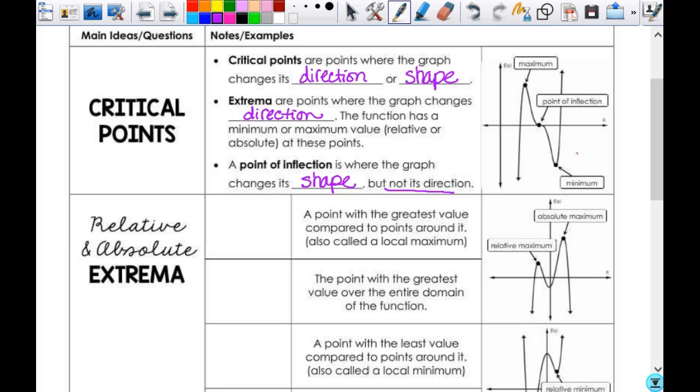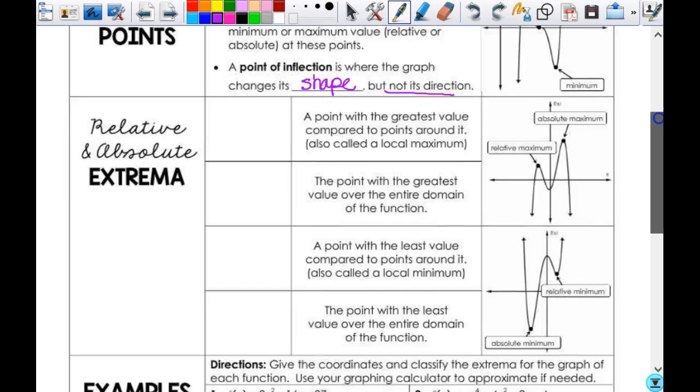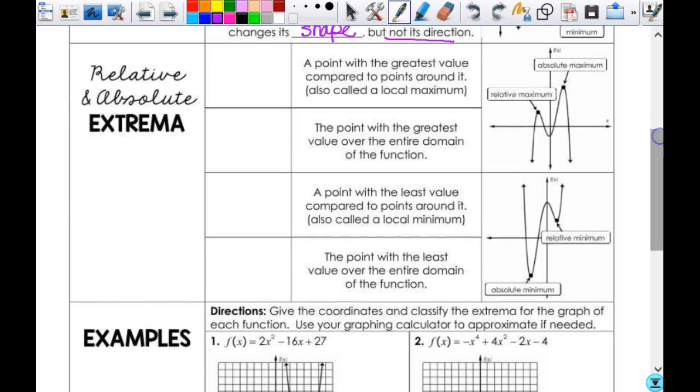We all good? Did you talk about maximum and minimum in Algebra 2? You should have at least talked about maximum and minimum, maybe not increasing and decreasing. But we have two different kinds of each, basically. If we have a point with the greatest value compared to points around it, so not necessarily the greatest value overall, the greatest value compared to points around it is called the relative maximum.